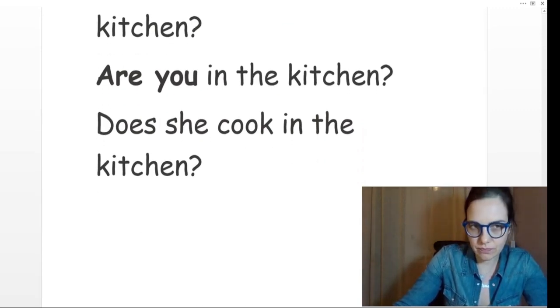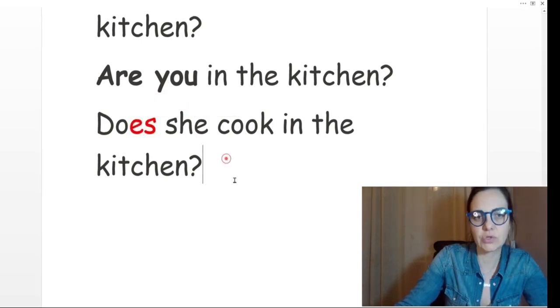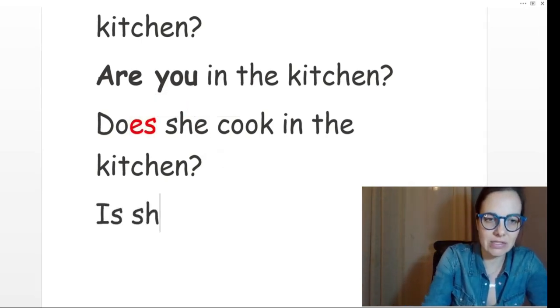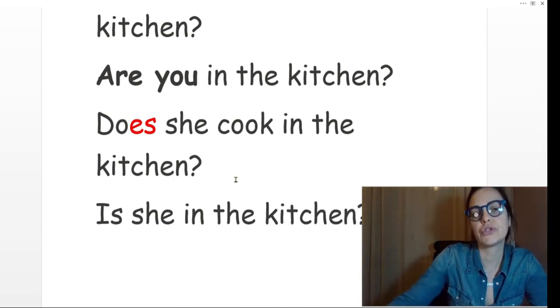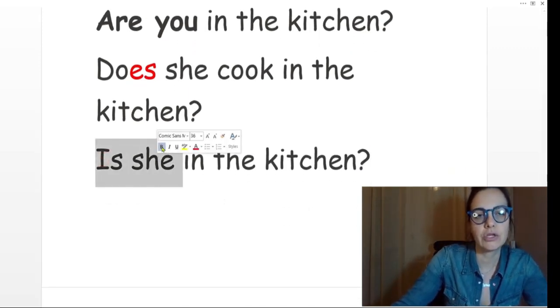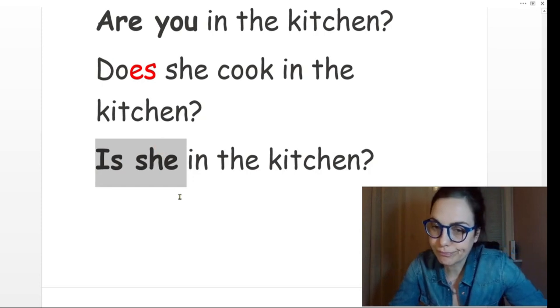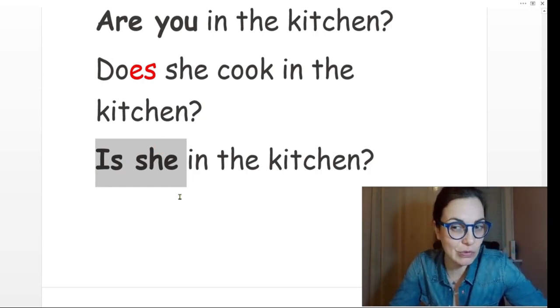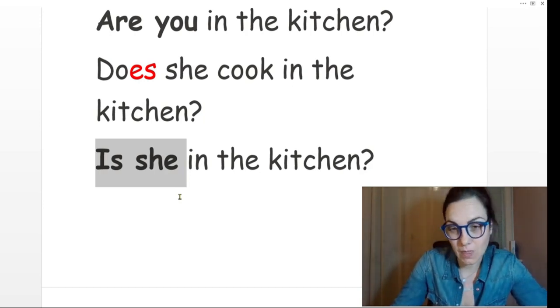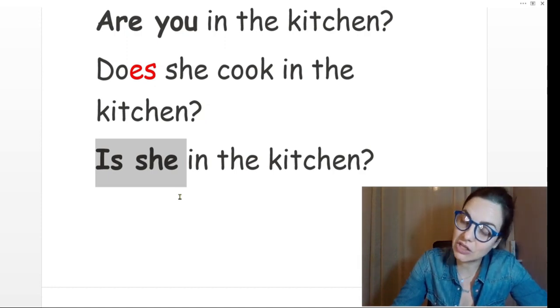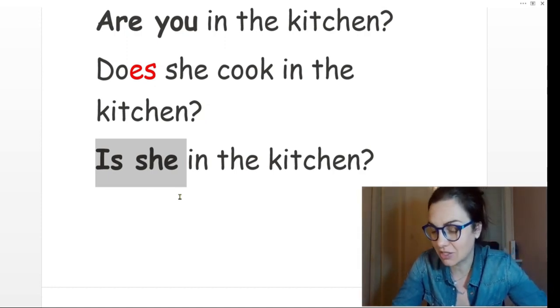Does she cook in the kitchen? Yeah, she does. She cooks in the kitchen. And is she in the kitchen now? No, she is not in the kitchen. She is in the living room. She is now in the living room, watching TV. She's not in the kitchen, although she spends a lot of time in the kitchen. So she cooks every day. Does she cook every day in the kitchen? Yeah, she cooks every day in the kitchen.